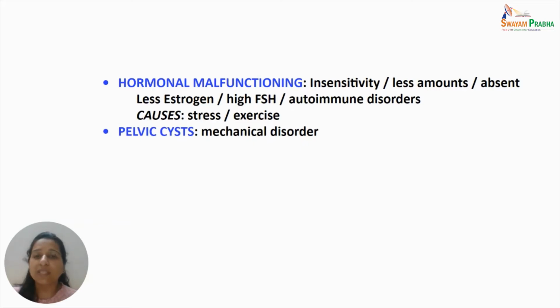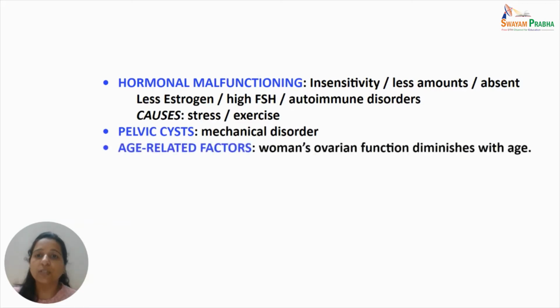The next cause is pelvic cysts, which includes some mechanical disorders. There can be certain age-related factors. The woman's ovarian function diminishes with age. So if the age of the female is quite high, then there are certain chances that the female is not able to conceive as easily.